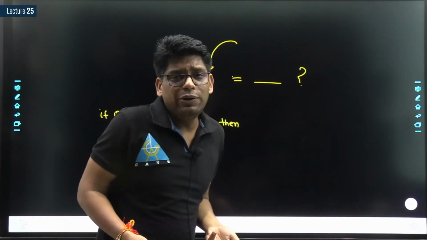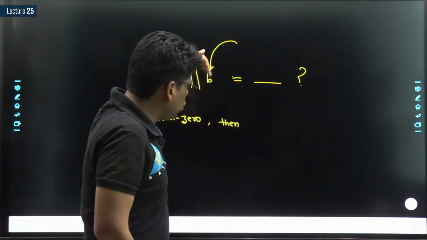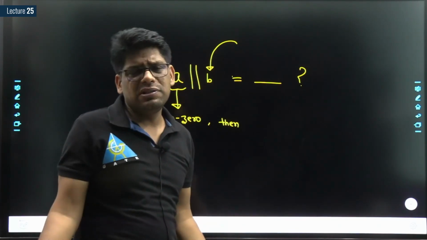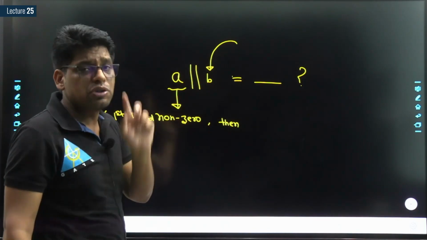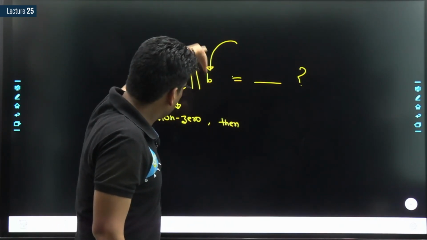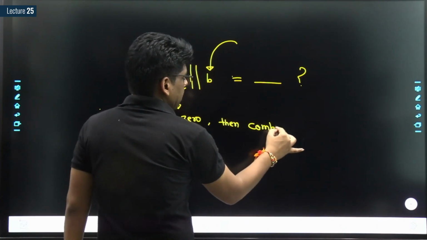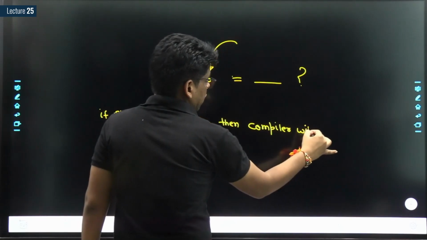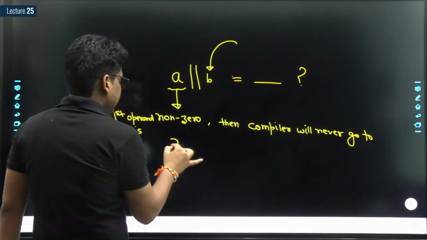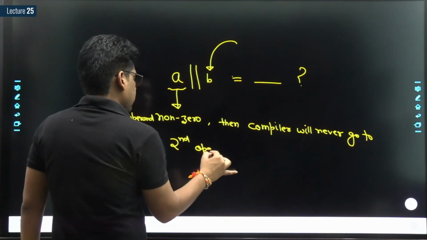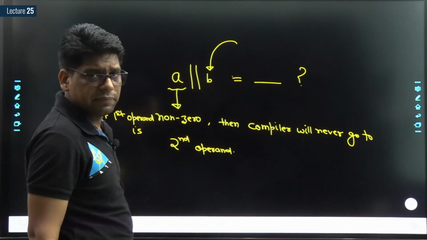And if we do not need to know, will the compiler ever evaluate it? Will the compiler ever go to it? Why waste the time? If I get to know that at least one of them is true, at least one of them is non-zero, why should the compiler go to the second operand? Then the compiler will never go to the second operand. This is called short circuit for OR.